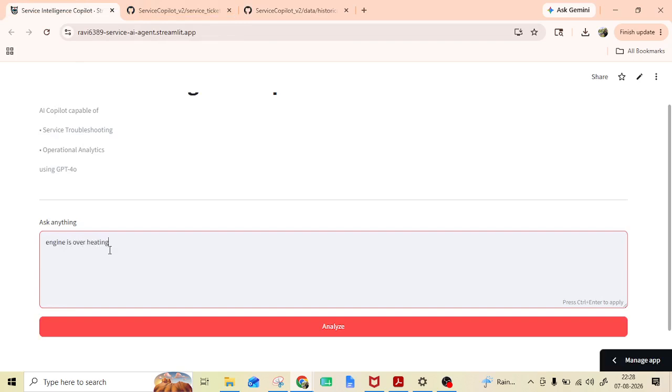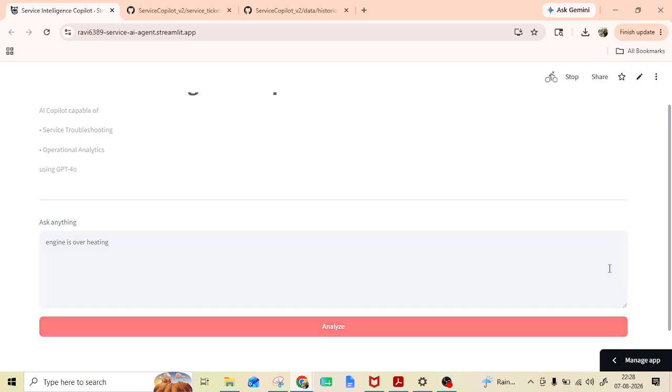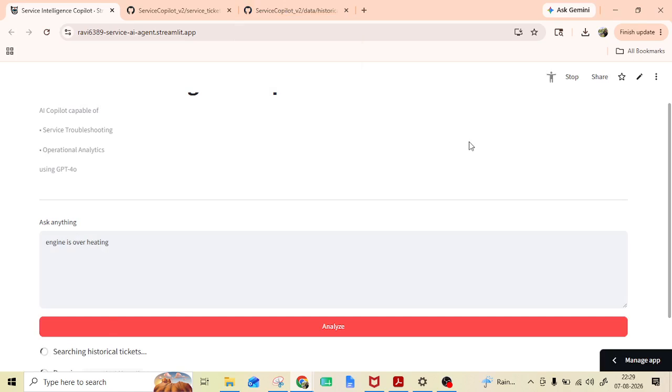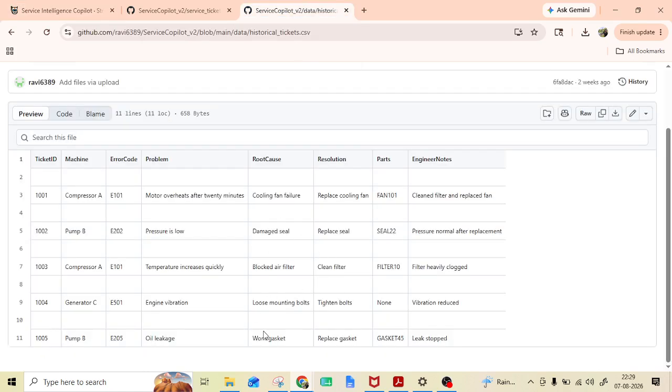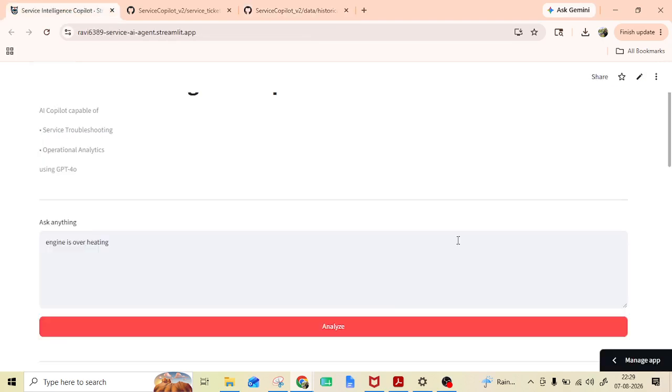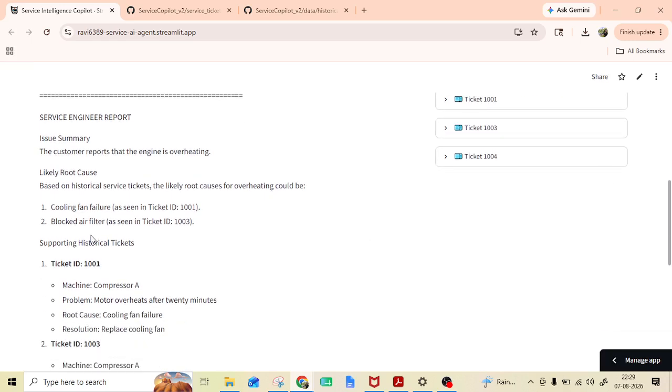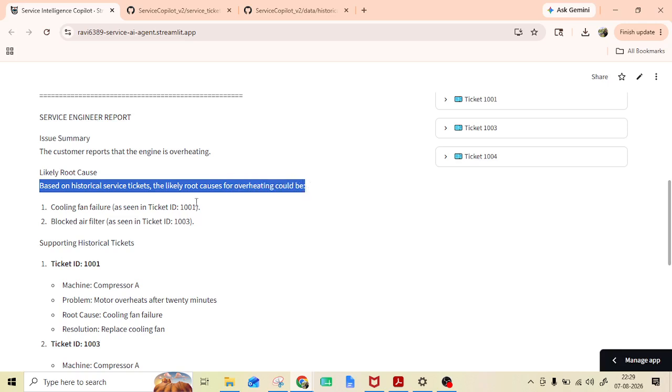This is the customer complaint, so we'll press analyze. This will go and search using RAG on the past data and try to find out which of the tickets have some similarity to the problem statement. If you look into this, there should be something similar to temperature increases quickly. So let's see what our system has to say. Now it's saying that the customer reports that the engine is overheating, and based on historical tickets, these are the different reasons for overheating.